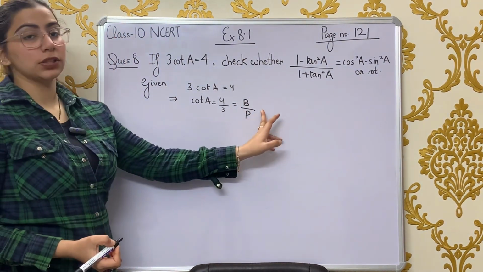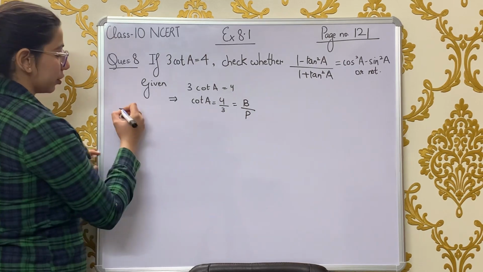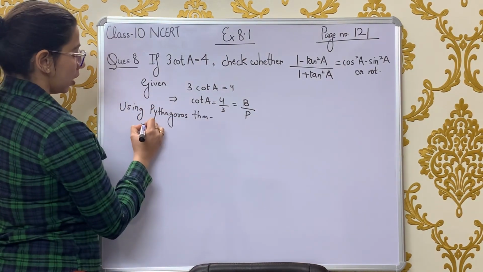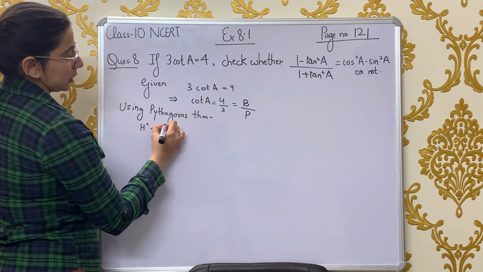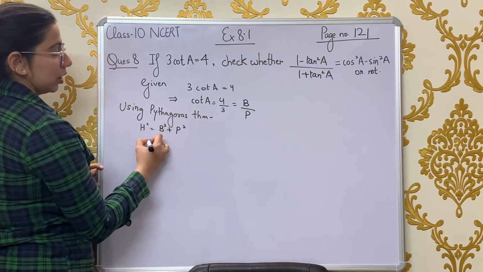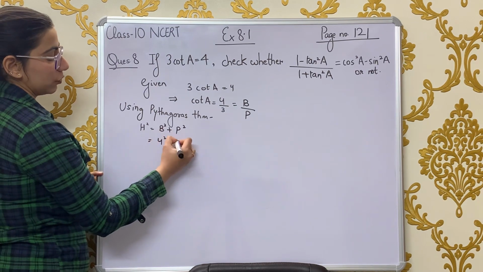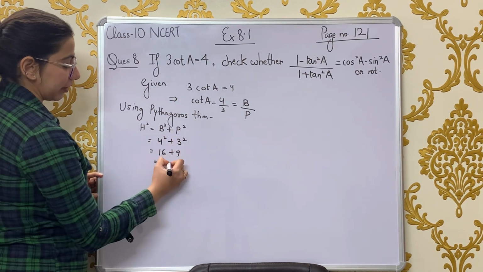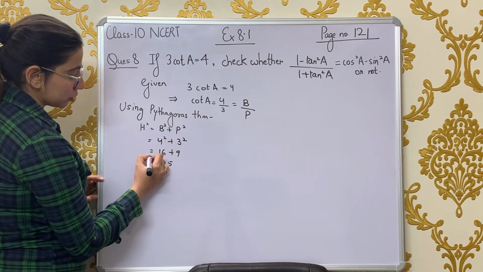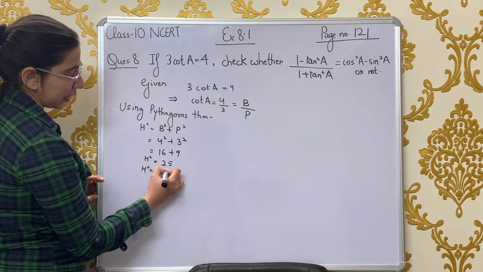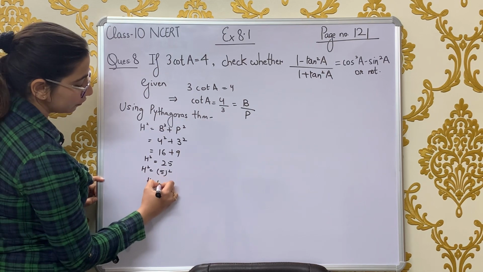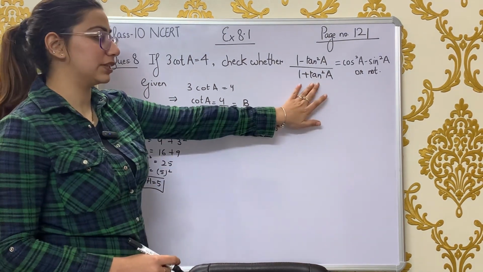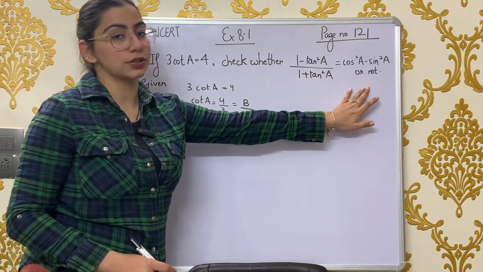Now, we know what the base and perpendicular are. So, using the Pythagoras theorem, we can calculate the hypotenuse. Hypotenuse square is equal to base square plus perpendicular square. So, base is 4 and perpendicular is 3. So, we get 16 plus 9 is equal to 25. H square is equal to 25. We can write 25 as 5 square. So, the hypotenuse comes out to be 5. Okay. Now, we need to check whether this term is equal to this term or not.